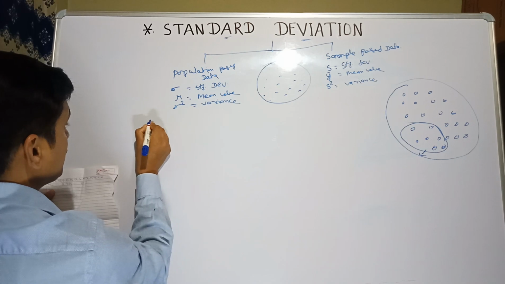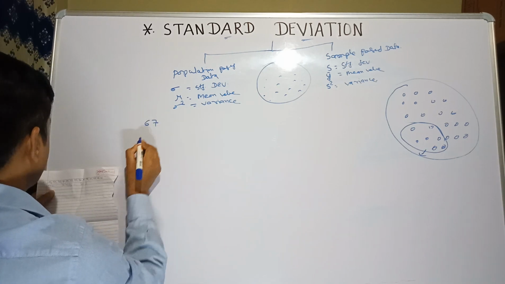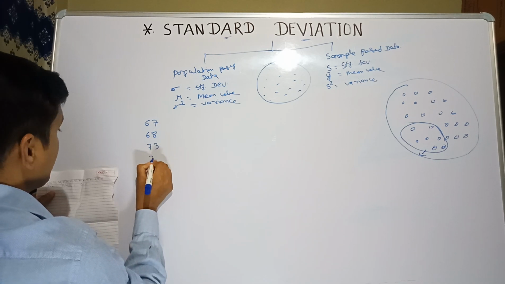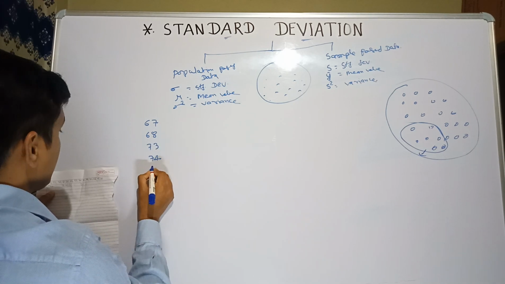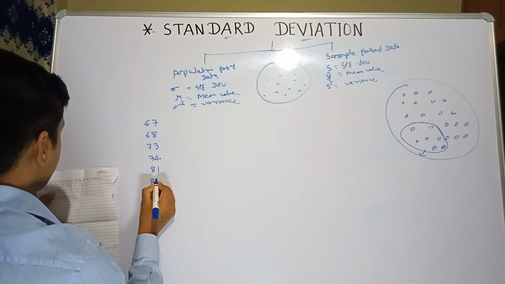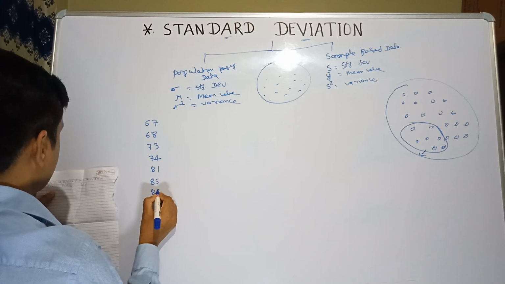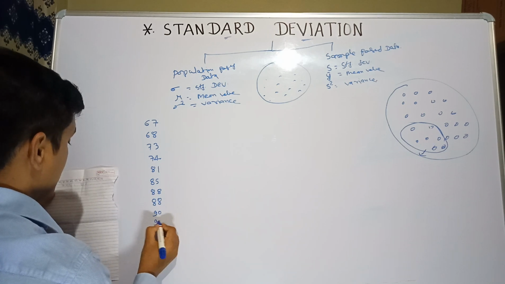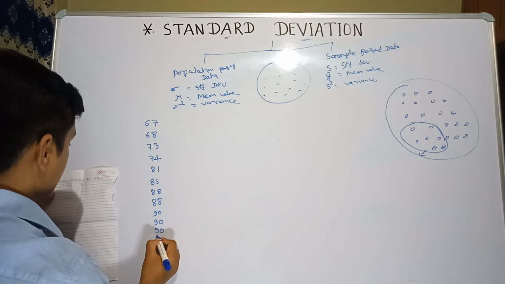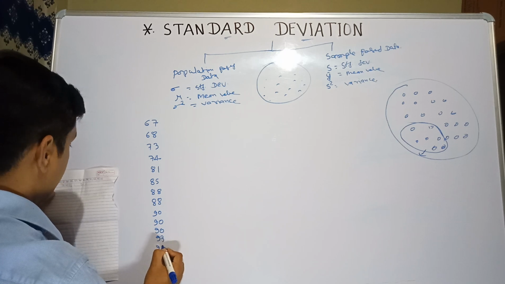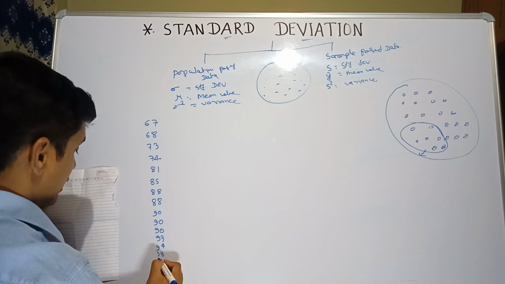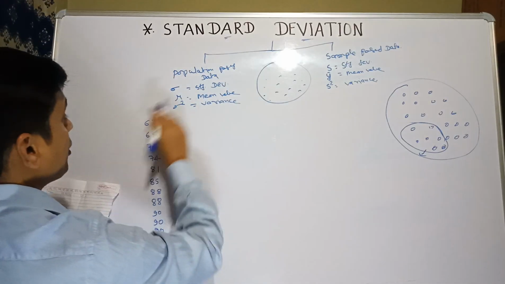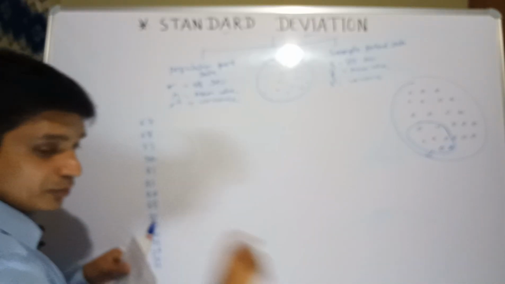So the first student got 67 out of 100. Second, 68 out of 100 in the math exam. Third is 73. Fourth is 74. Fifth is 81, 85, 88, 90, 90, 90, 93, 94, 98, and 99. That is the exam.